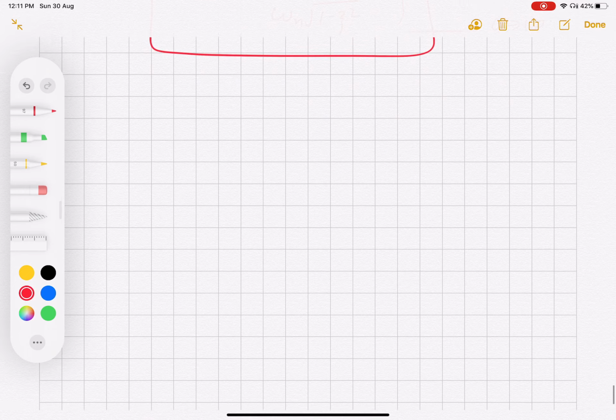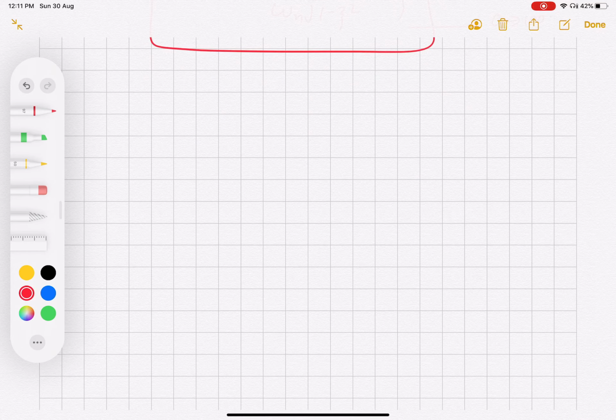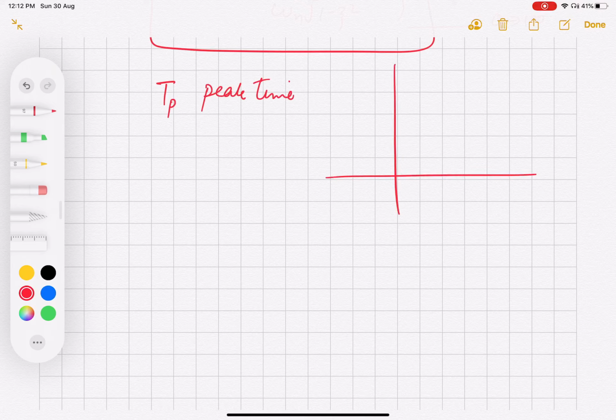Now let us look at the second important time domain specification, which is the peak time. How do we derive the peak time? The peak time is defined as the time required to reach the first peak. So this is your peak time, and you have to find the expression for this.